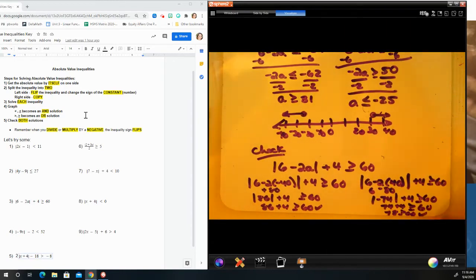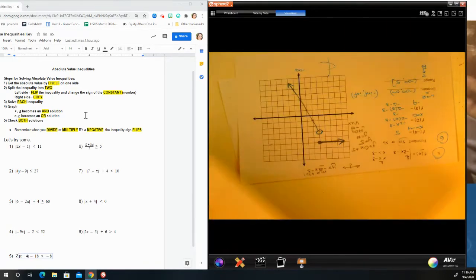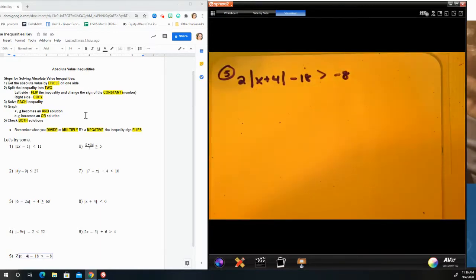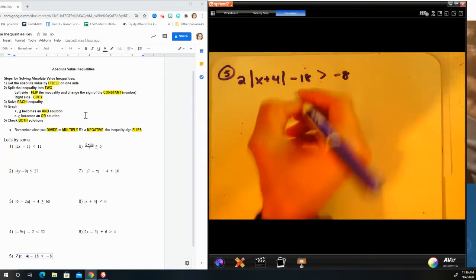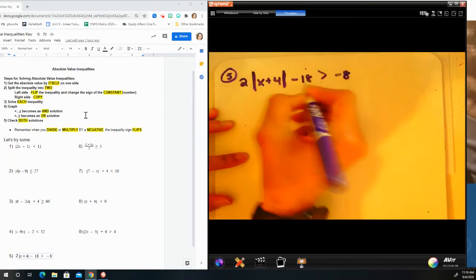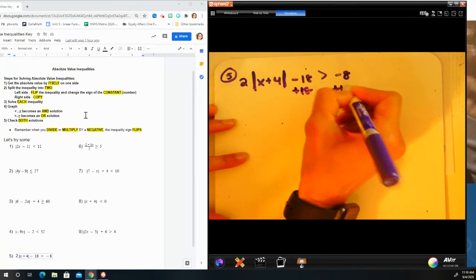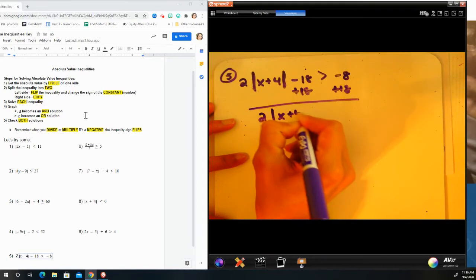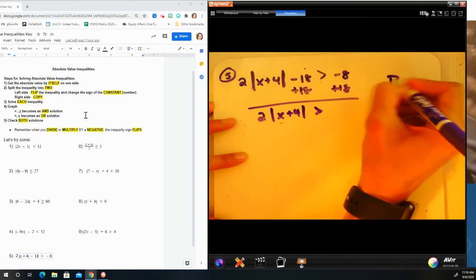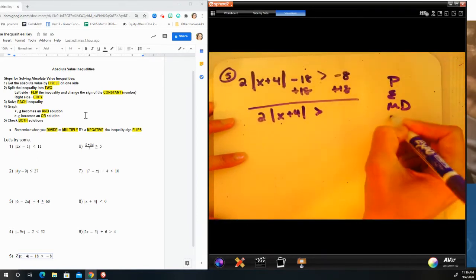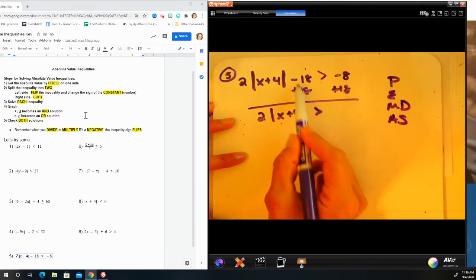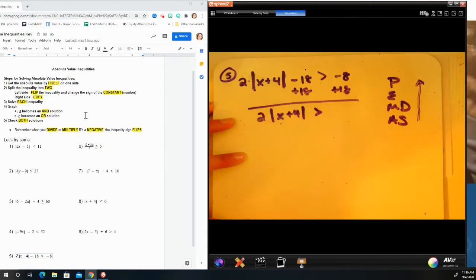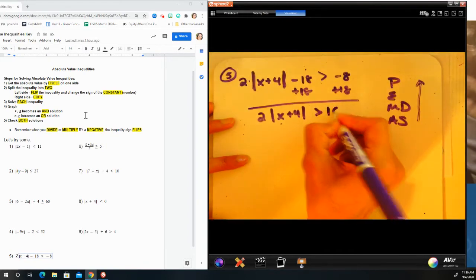Okay, let's move on to number 5. So here we go. I need to get the absolute value by itself. So I have to move this 18 first because that 2 is attached, so it's going to go last. Remember, when we isolate things, we do order of operations backwards. So the subtraction and adding would come before this multiplying. This 2 is multiplying here. All right, so that gives me 10.